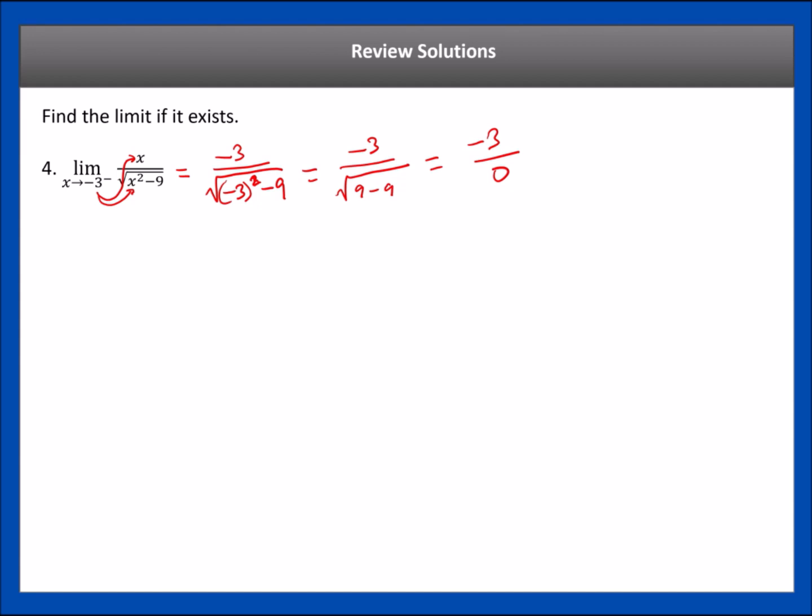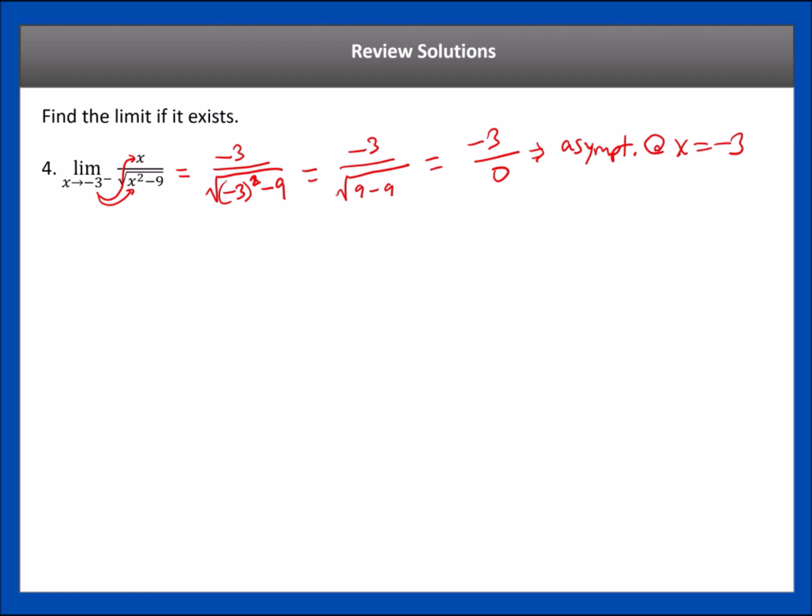Now, this is not an indeterminate form because it's not 0 over 0. So you cannot cancel things out in order to get a value here, right? So when you have division by 0, as long as the numerator is not 0, this indicates that we have a vertical asymptote at x equals negative 3. And so because we have an asymptote, that means that this is an infinite discontinuity.